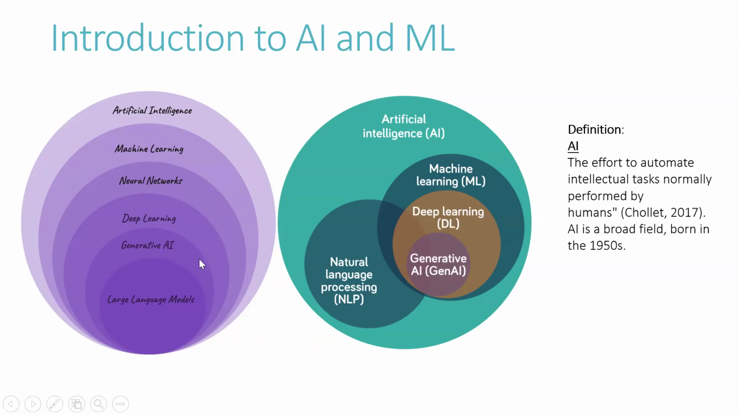AI is this entire space. AI is basically a concept. It's not a tool or some machine learning model which we can train. AI is just a concept which says you are building an application which can mimic a human being.